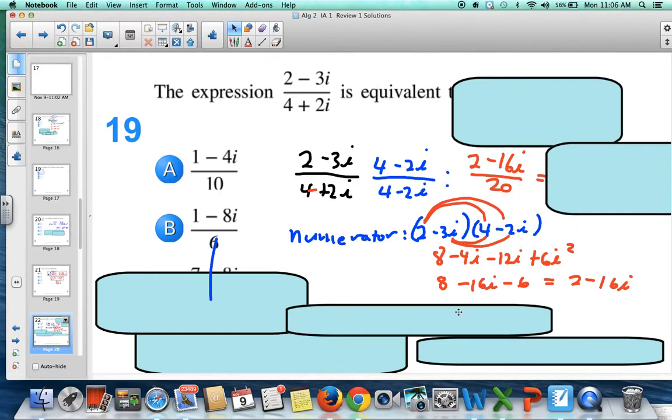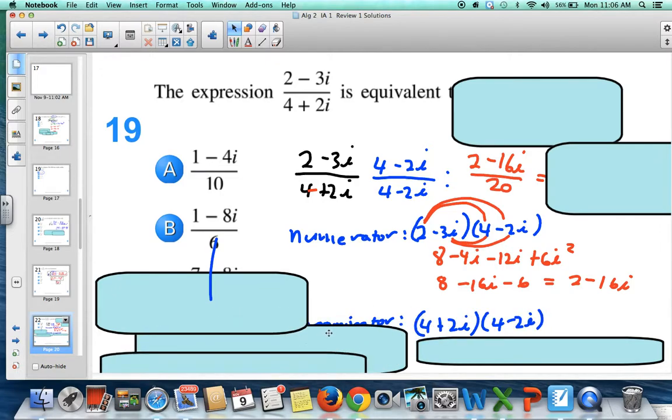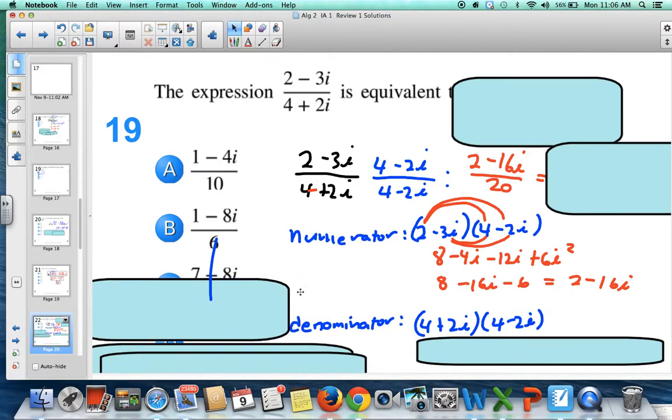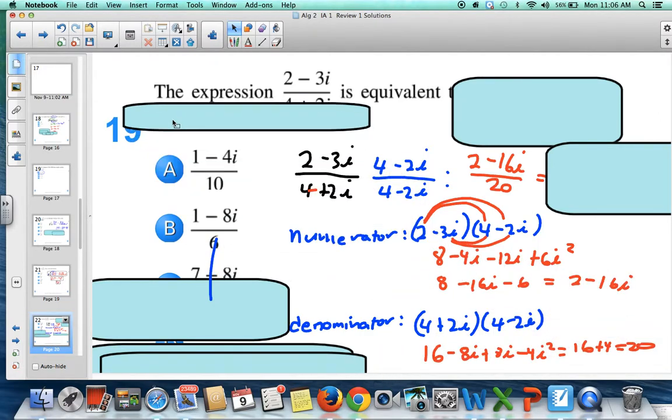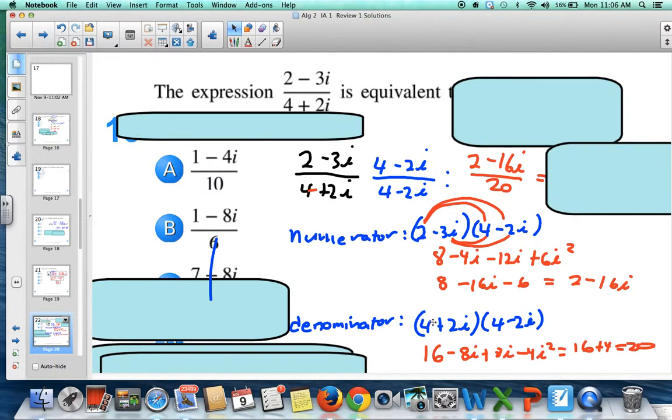And the denominator now can be written like this here. Denominator is 4 times 4, which is 16. Let me get this out of the way. So 16, 4 times 4 is 16, minus 8i plus 8i here, minus 4i squared, but i squared is negative 1, so it becomes plus 4. So the bottom becomes 20. That's what we have here.